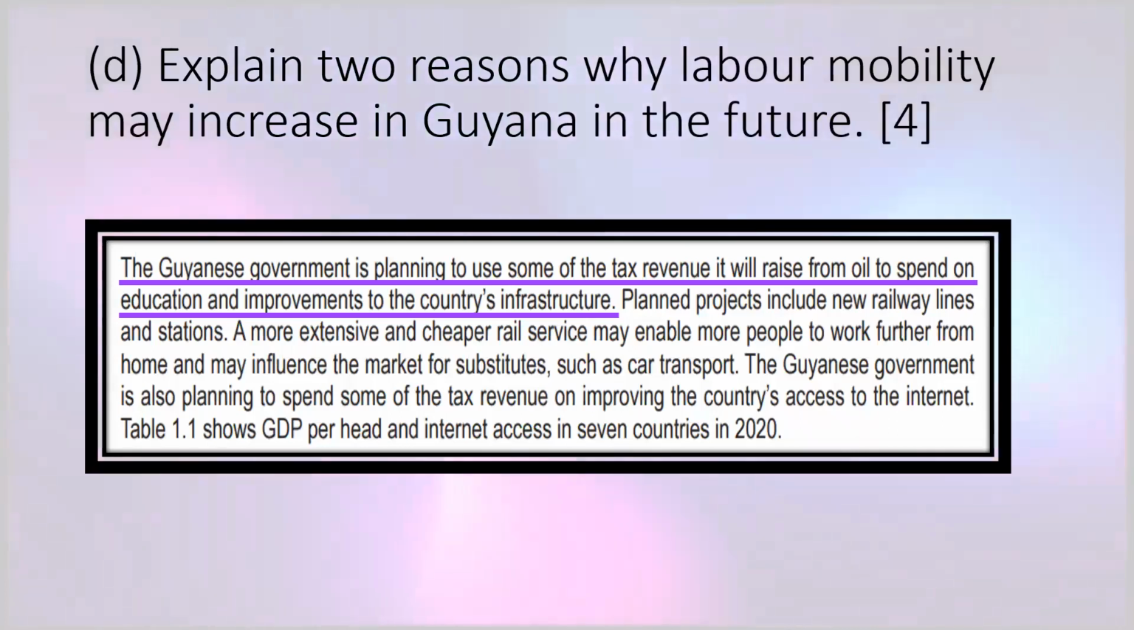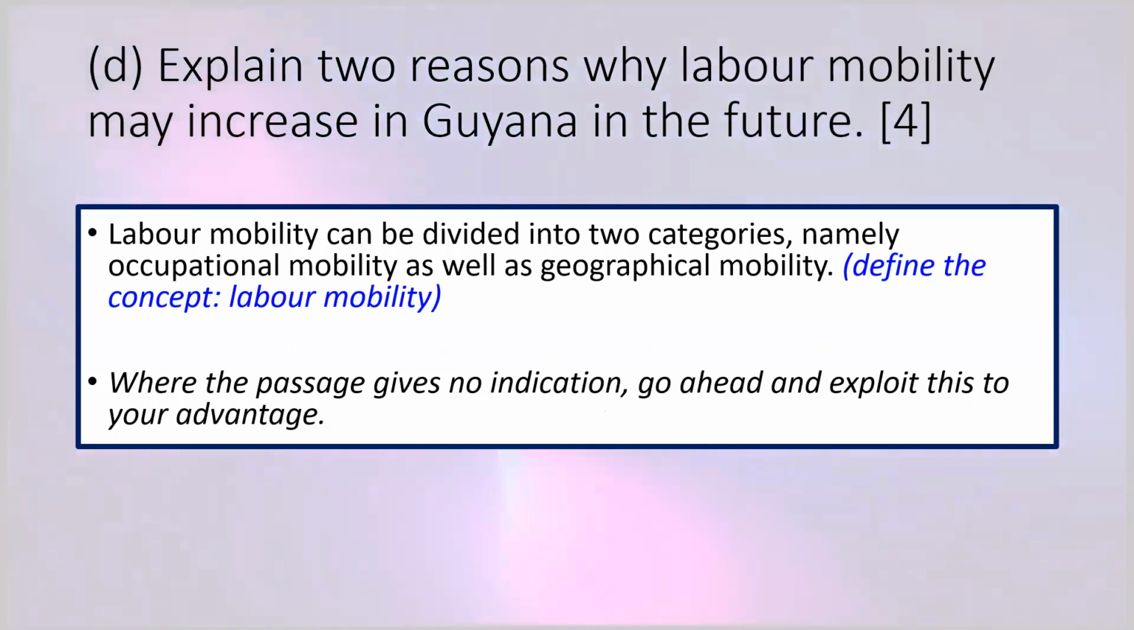All right. Now, here, two reasons. This is the one: the Guyanese government is planning to use some of the revenue it will raise from oil to spend on education and the infrastructure. Now I've told you all before, whenever Cambridge gives you a concept and they leave it open, take the opportunity. So here they said labor mobility. In our studies, we know that labor mobility has two categories. So you tell the examiner this: there are two categories called occupational and geographical mobility.